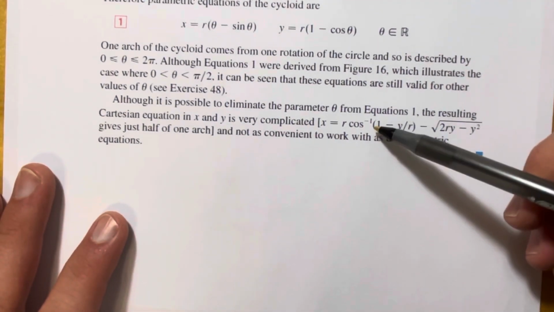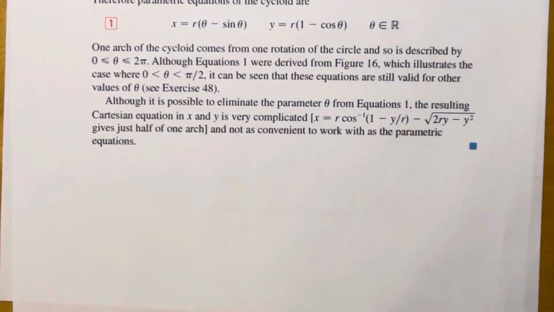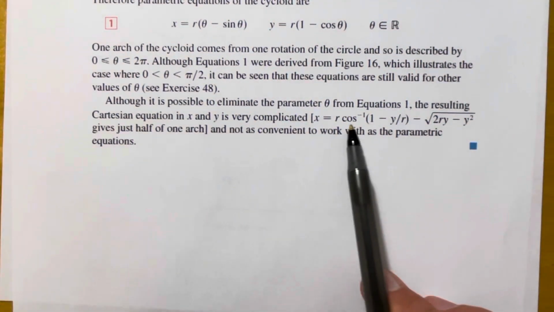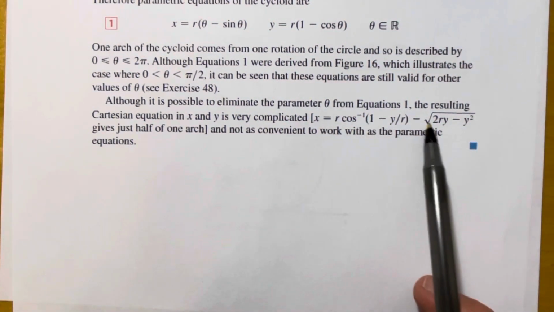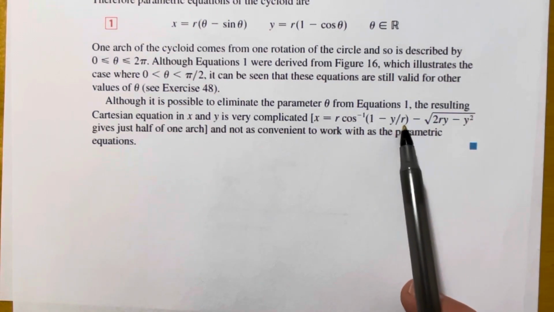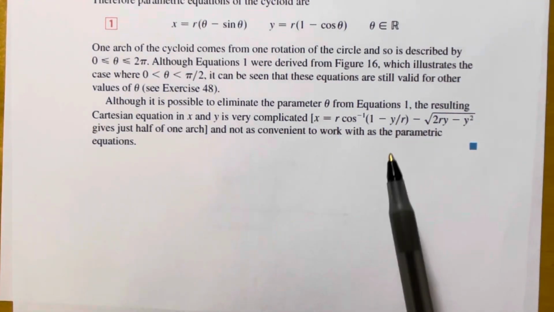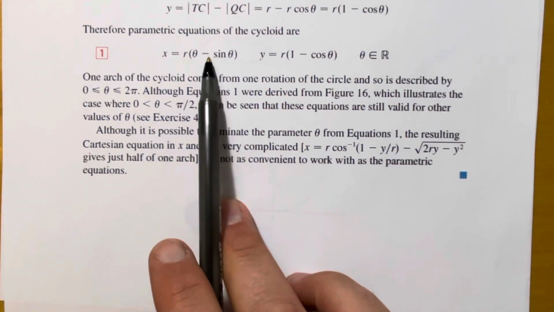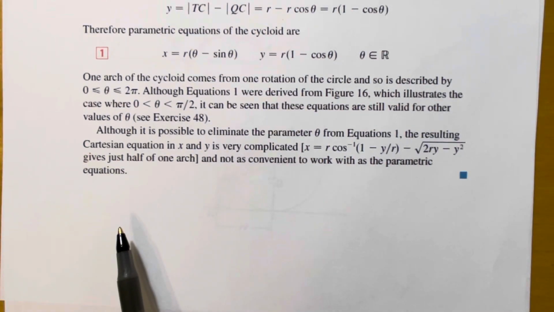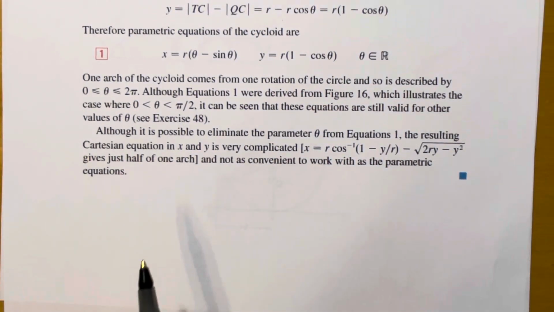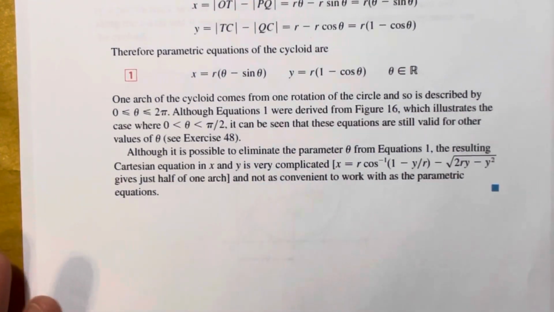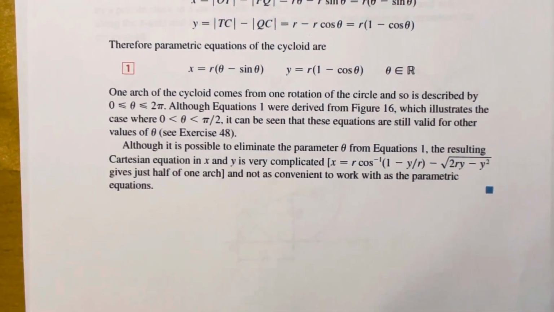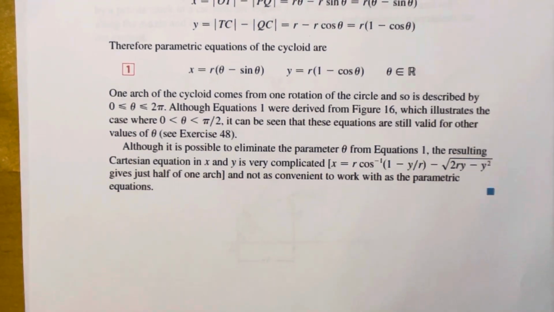It also mentions in this little paragraph right here that you can eliminate the parameter, but you end up with this kind of nasty looking function of y down here, and it's not very convenient to use that. It's actually much more convenient in applications to use the parametric equations for this cycloid. So that's it for section 10.1. In 10.2, we'll start looking at the different types of calculus we can do with these parametric equations.